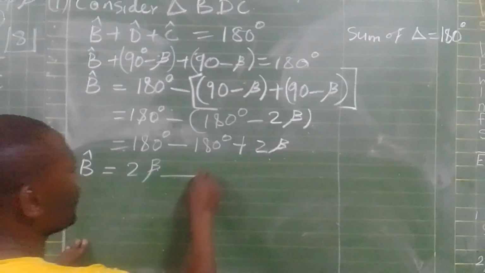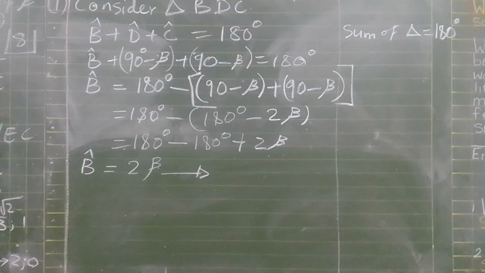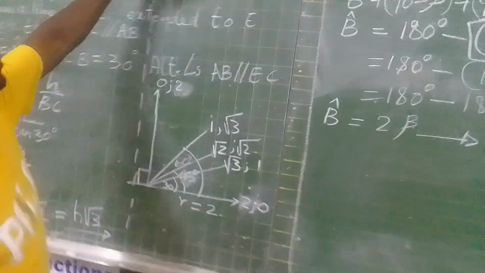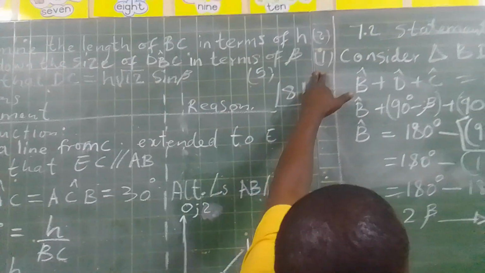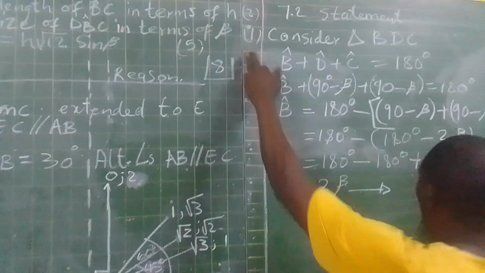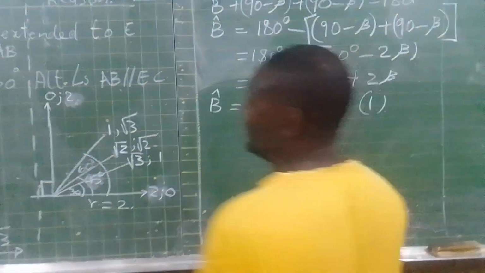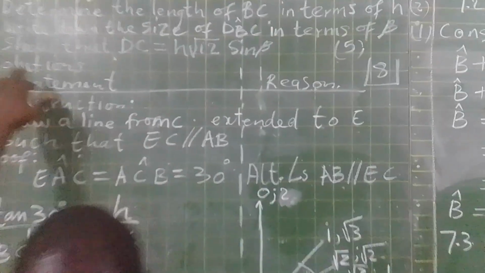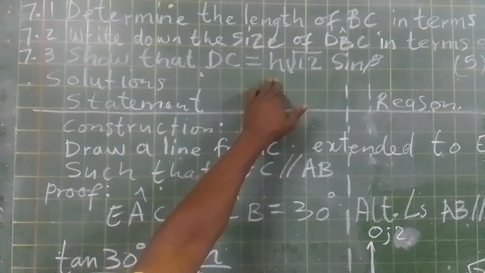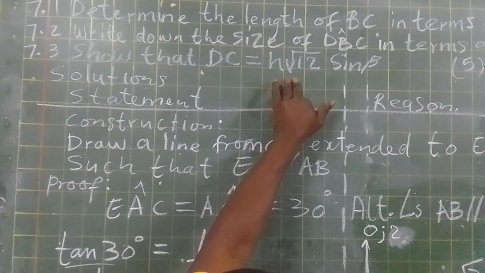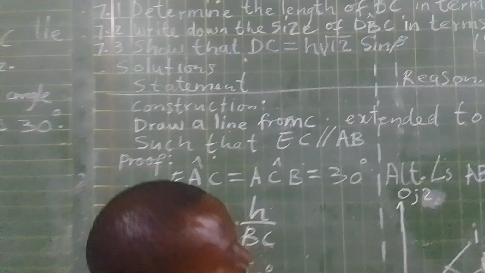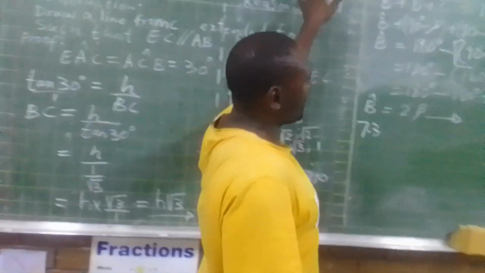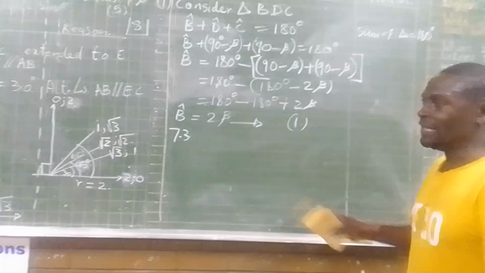You have taken your, how many marks was that? 7.2. 7.2 was 1 mark. We go for 7.3. 7.3 says show that DC is equal to h root 12 sine beta for 5 marks. Now here we have to work smart. Here we have to work smart.